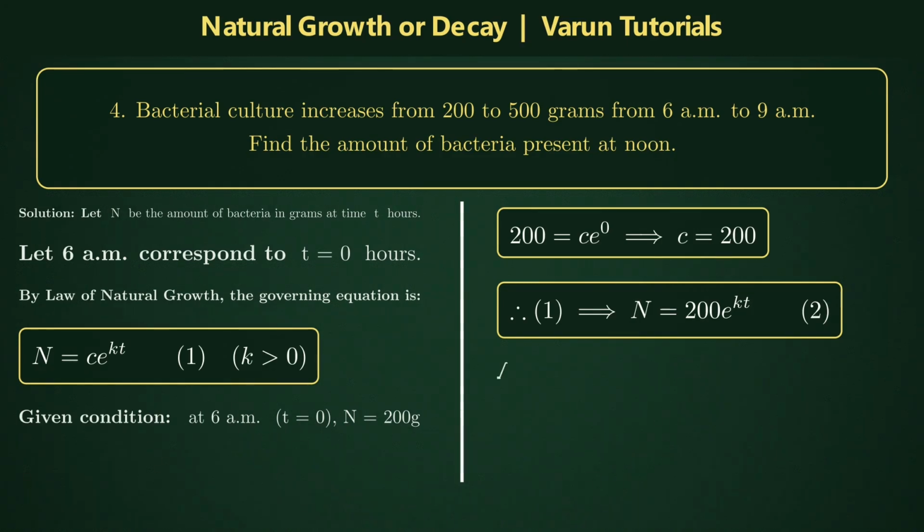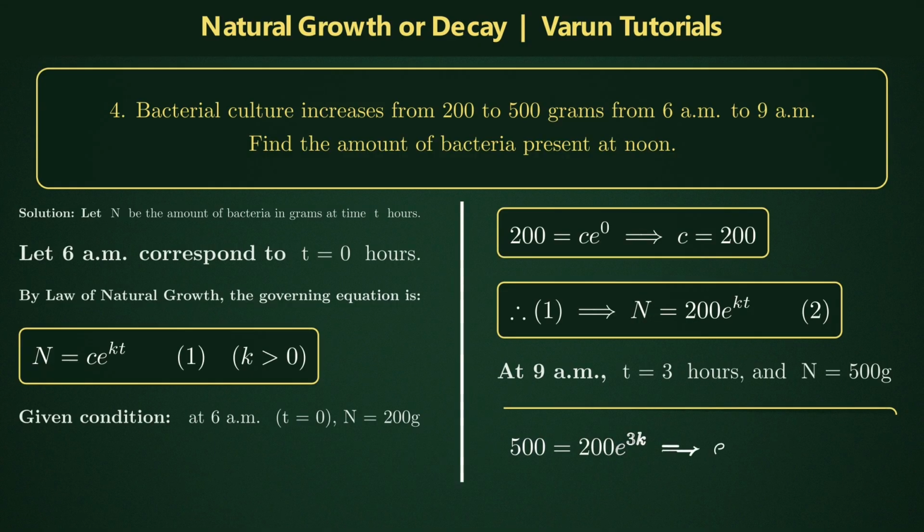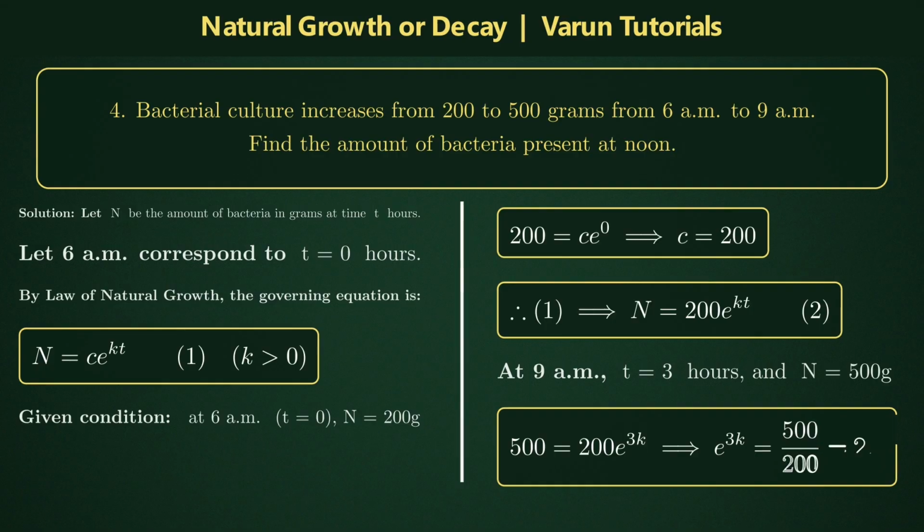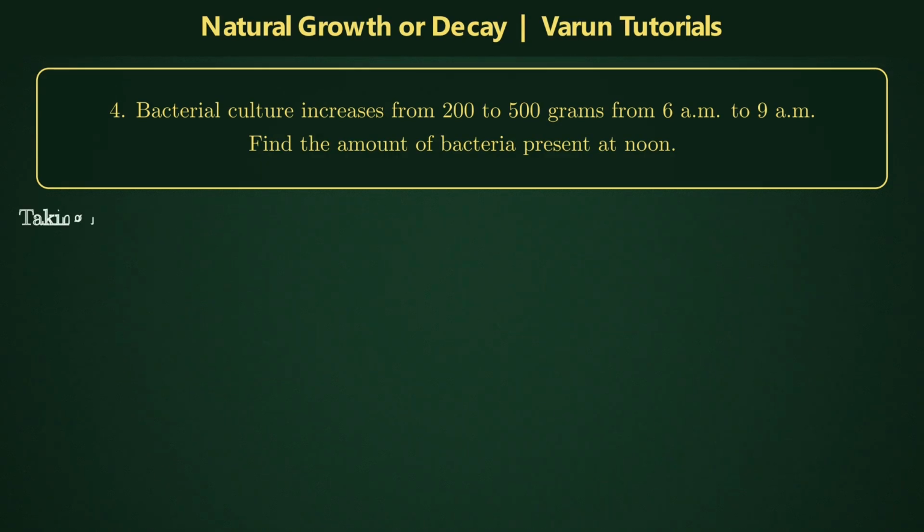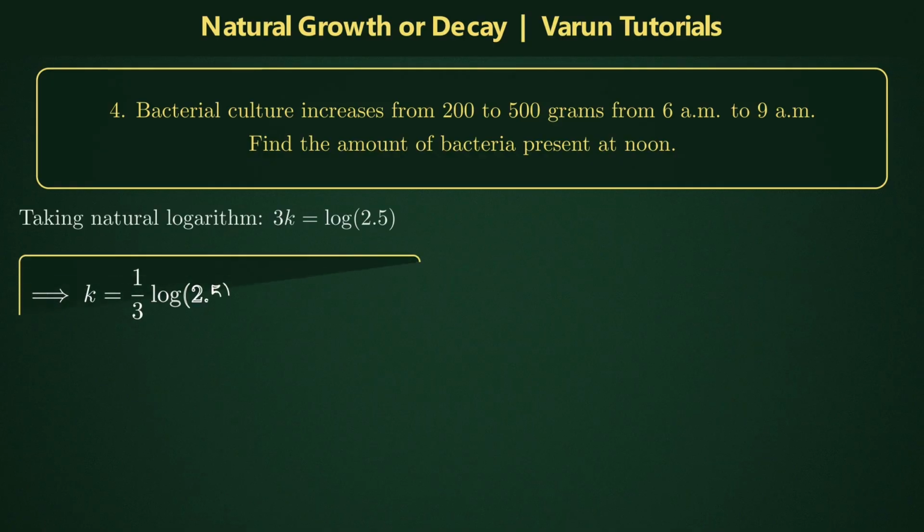At 9 a.m., which is t equals 3 hours later, the amount of bacteria is 500 grams. Substituting t equals 3 and n equals 500 into equation 2 gives 500 equals 200 times e to the power of 3k, which simplifies to e to the power of 3k equals 2.5. Taking the natural logarithm of both sides gives 3k equals log of 2.5. Dividing by 3, we get k is approximately 0.3054. We label this as equation 3.